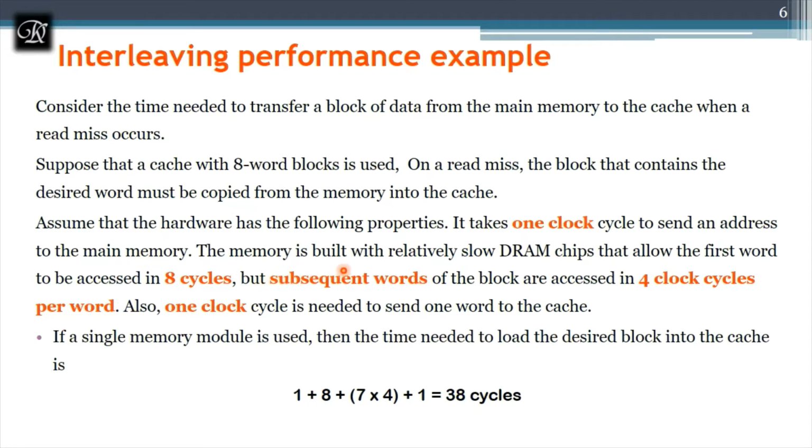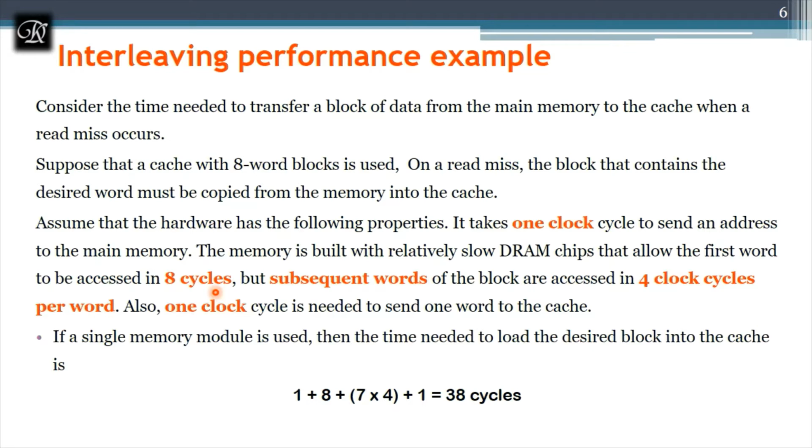The memory is built with a relatively slow DRAM chip. I told you in the previous video that the cache will be built with SRAM and RAM will be built with DRAM chips, which are slower than SRAM. That allows the first word to be accessed in 8 cycles, because we have an 8 word block. So it takes 8 cycles of delay to access the first word, but the remaining subsequent words will be accessed at 4 clock cycles per word.